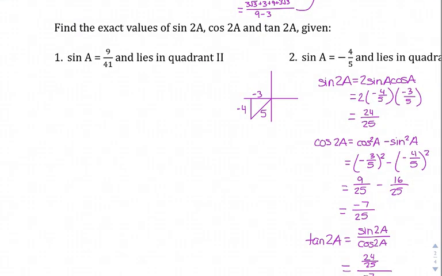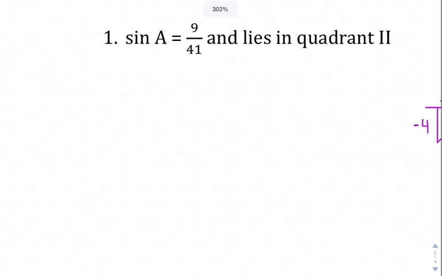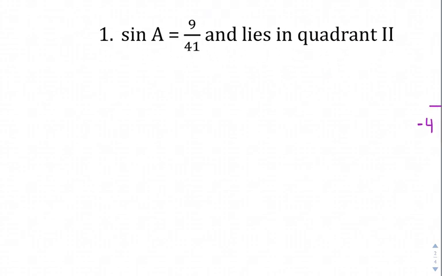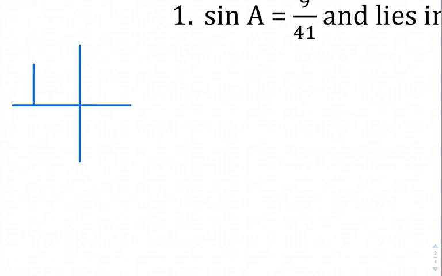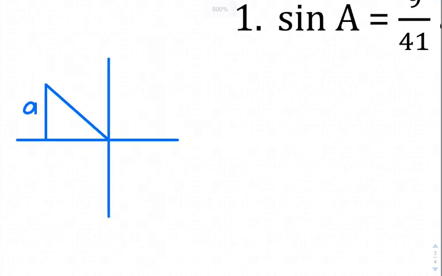The next one is our double angles. So like I said, we're only going to be dealing with triangles here. So it tells us that sine A is 9 over 41 and lies in quadrant 2. So I'm going to draw this triangle. And then it says it's in quadrant 2. So sine is opposite over hypotenuse.